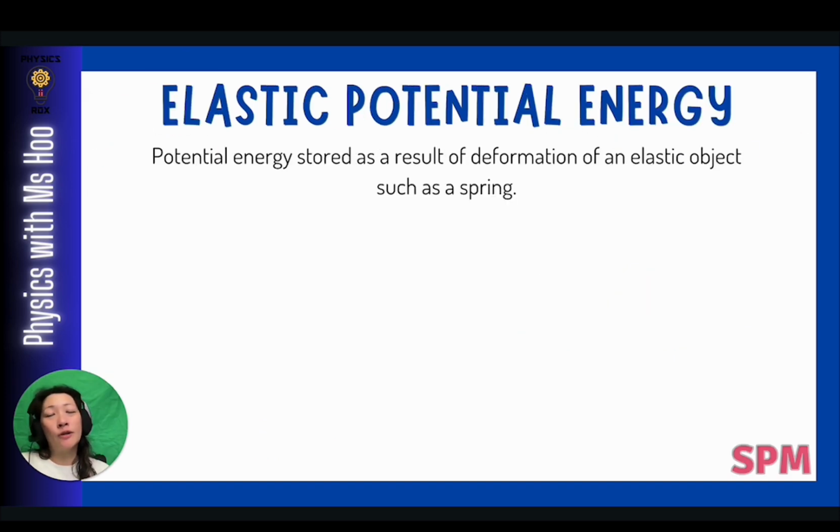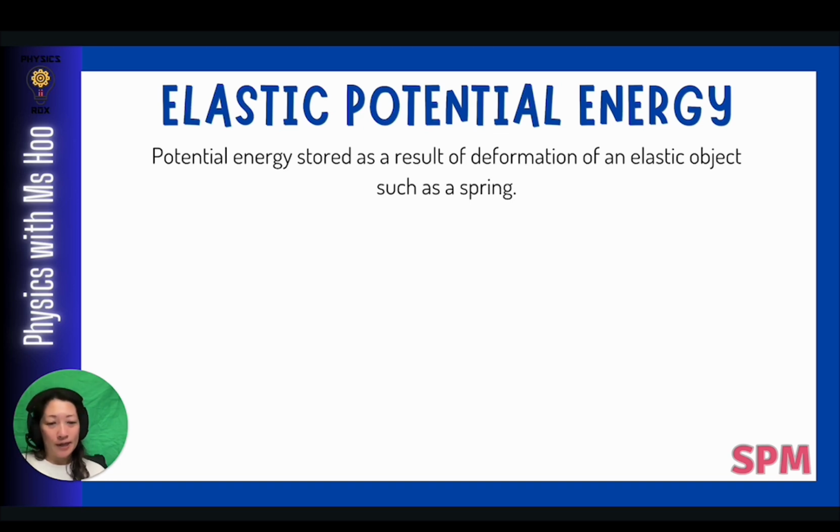Now, when you stretch or compress a spring, the spring will store elastic potential energy. So elastic potential energy is potential energy stored as a result of deformation of an elastic object such as a spring. When you compress a spring or when you stretch a spring, when you let go, that spring bounces, converting that potential energy to kinetic energy. Now, this is only covered in the SPM syllabus. It has already been taken out of the IGCSE syllabus. So those of you who are taking IGCSE, you don't need to know this formula.